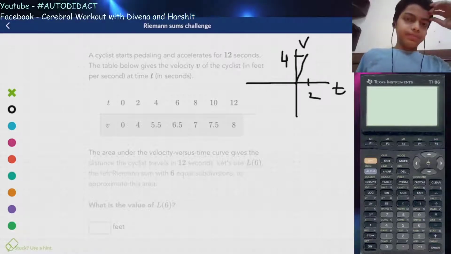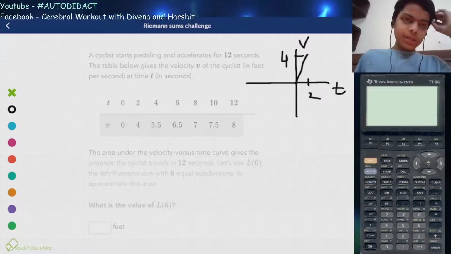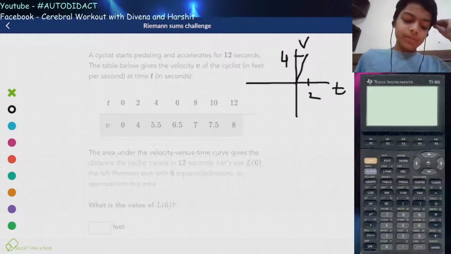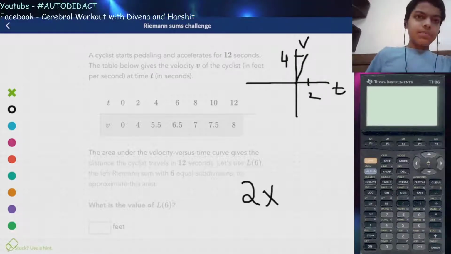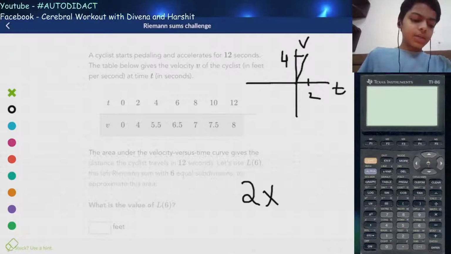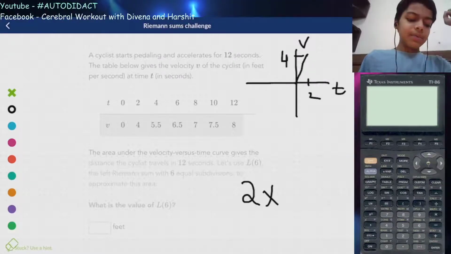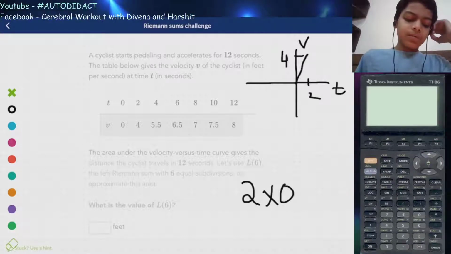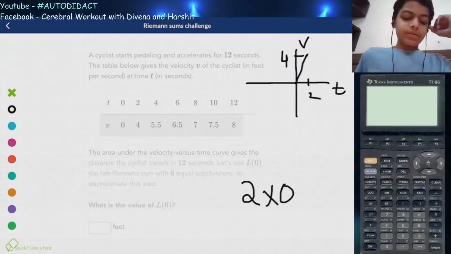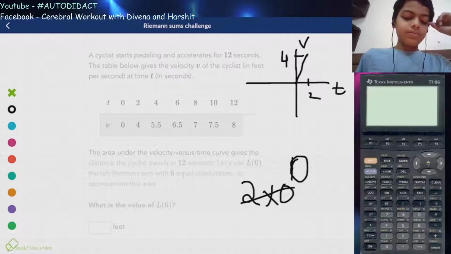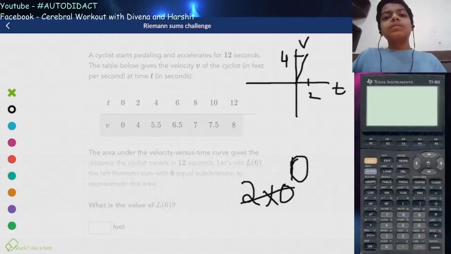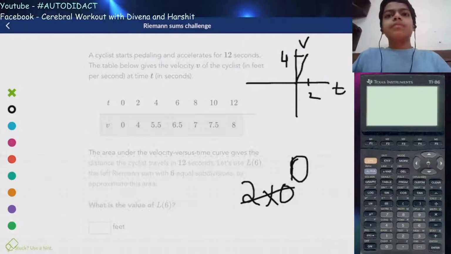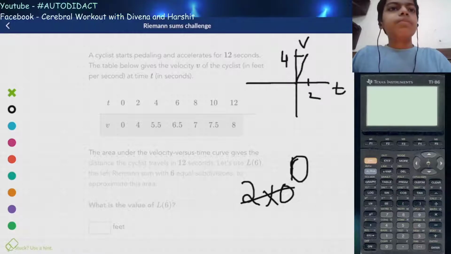Let's see. From 0 to 2, its width is equal to 2, times its height. The first one is 0, and we are using a left Riemann sum, so this will be equal to 0. The first is equal to 0.